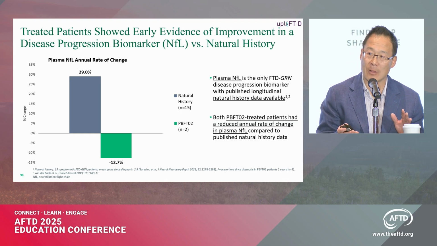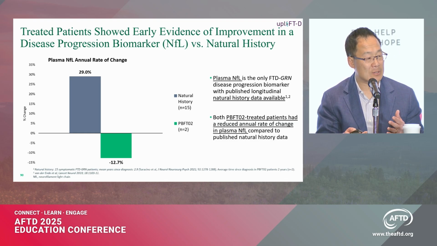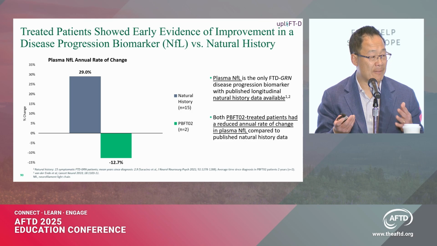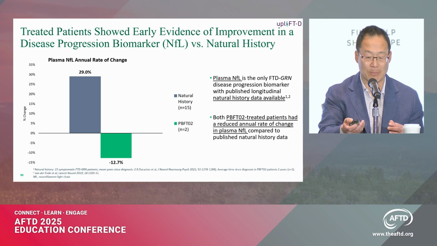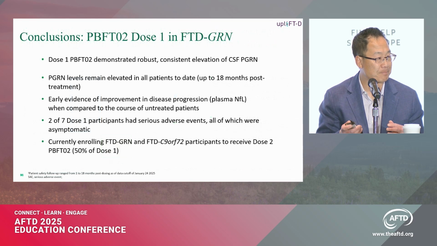And while it's very early in our study, the first 2 patients who've been followed out to a year have an average plasma neurofilament level of negative 13%. So far it looks like in at least these 2 patients, there seems to be an effect on neurodegeneration.